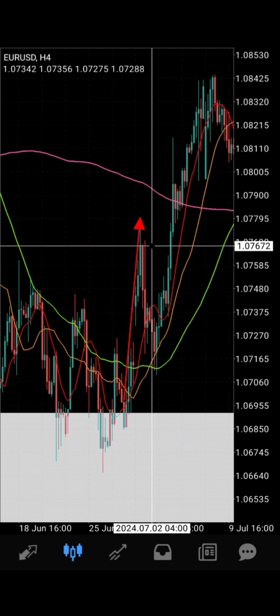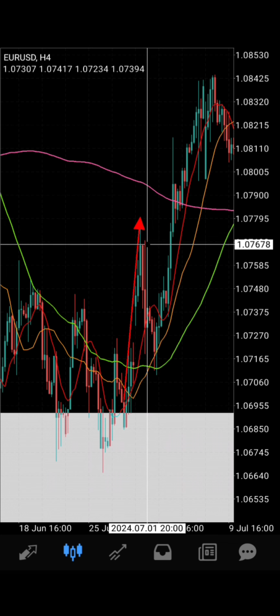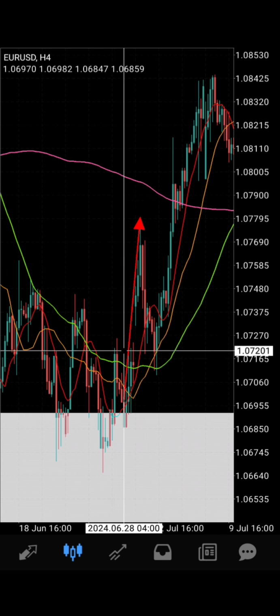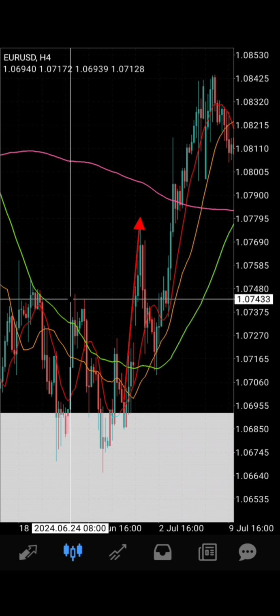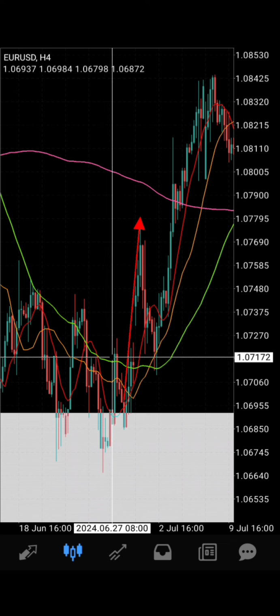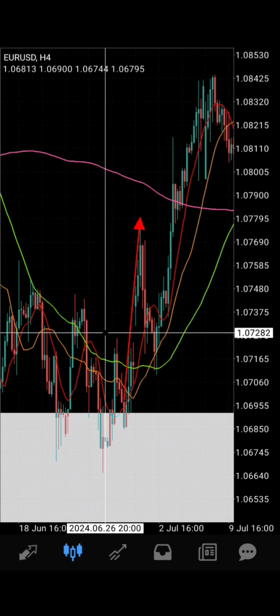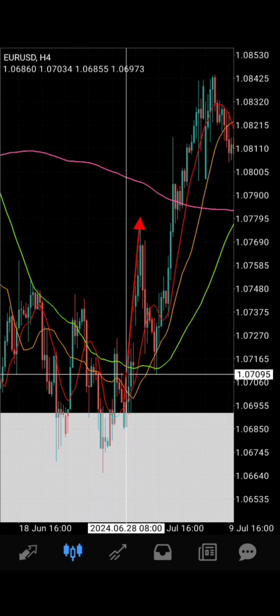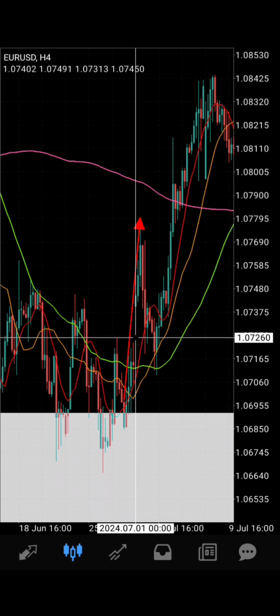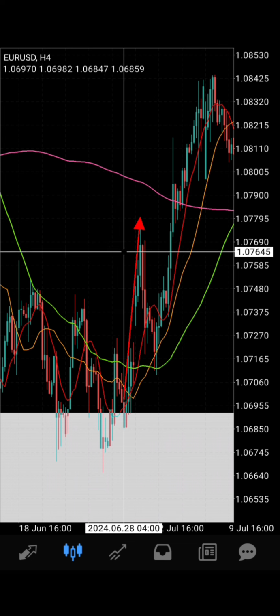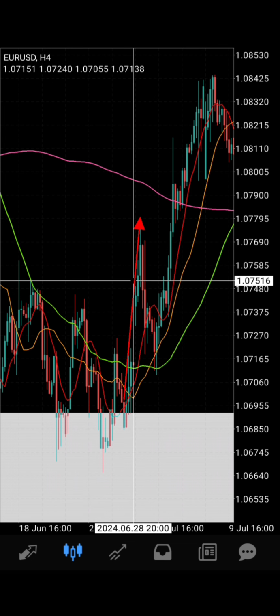So this move that I highlighted here in the red arrow is the strong move that took out 1, 2, 3 previous structures, right? So it took out this lower high, this lower high, and that lower high. So the only people that are able to do this and pump this much money into the markets are what? Are market makers, guys. You need to be aware of such strong moves.